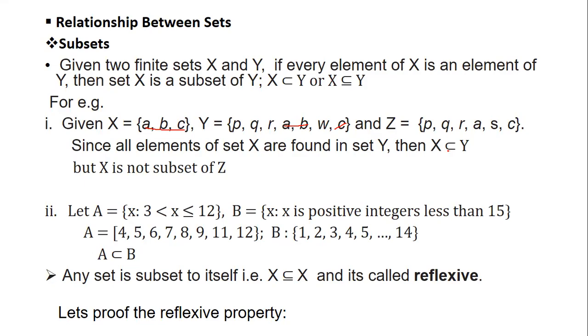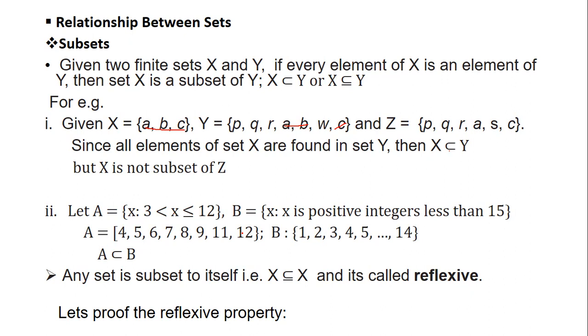Now, example. Let A be equal to the set of x such that 3 is less than x and x is less than or equal to 12. The set B is equal to the set of x such that x is a positive integer less than 15. So here, if you want to check if one is a subset of the other, you can just list down the members by using the roster method. So you know that if x is greater than 3, then you just list the members down here. We have 4, 5, 6, 7, and so on and so forth.